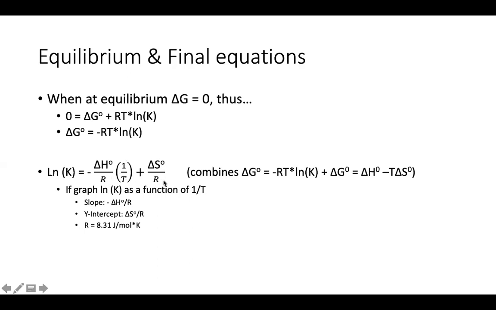Now I could really only see this appearing as one multiple choice question, and how it would likely appear is that you would graph the natural log of K on the y-axis, and 1 over temperature would be your x-axis. The significance of this is that a linear slope would result, and don't miss this, it's a negative: the slope is equal to negative delta H over R, which is 8.31 joules per mole K, and the y-intercept would be equal to delta S divided by R.